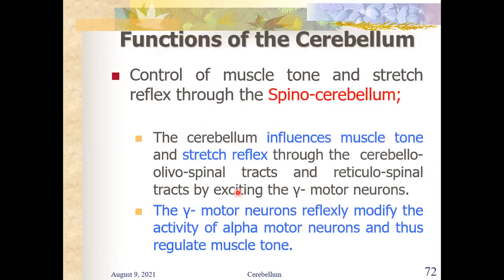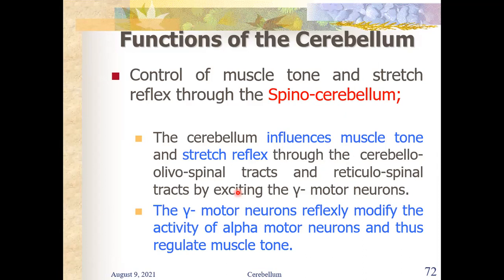So we also have the spinal cerebellum, which plays a role in muscle tone control and the stretch reflex. The cerebellum influences muscle tone and stretch reflex through the cerebello-olivospinal tracts. So fibers coming out from the cerebellum to the inferior olivary nucleus and also to the reticulospinal tracts go down to the gamma motor neurons. They help to influence and control the muscle tone.